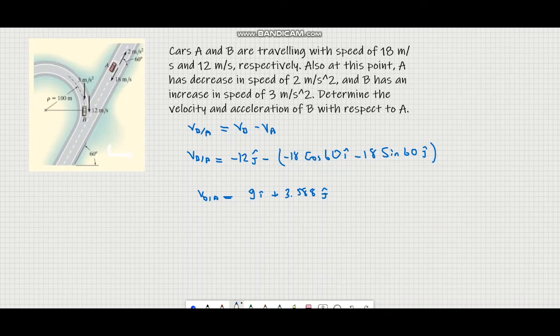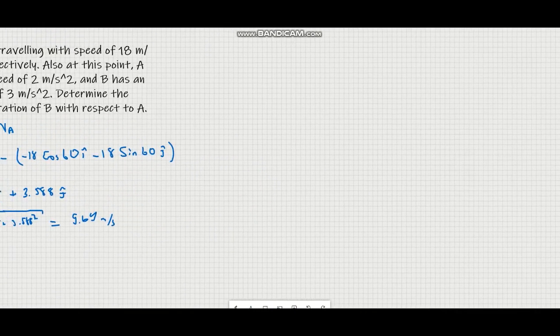If we want to find the magnitude of this velocity, VBA is gonna be, as we know, the square root of 9 squared plus 3.588 squared. This is equal to 9.69 meter per second, the speed of the automobile B with respect to A. Then let's go to the second part.